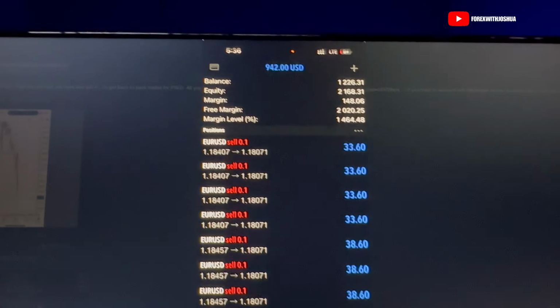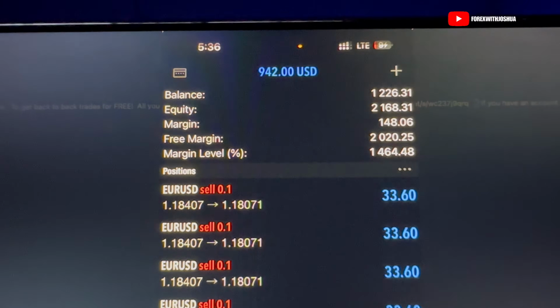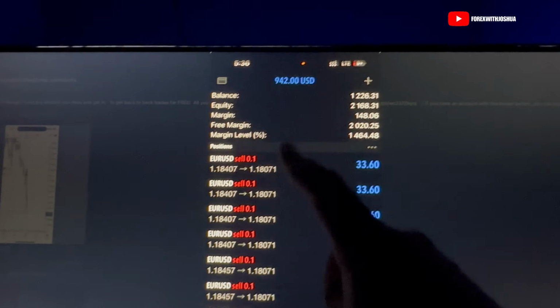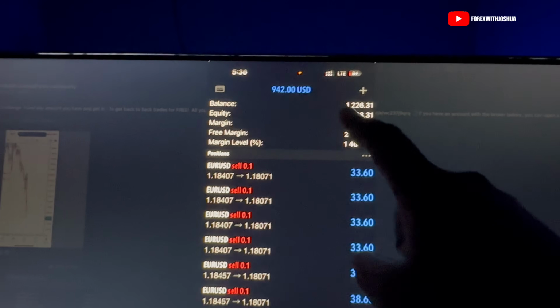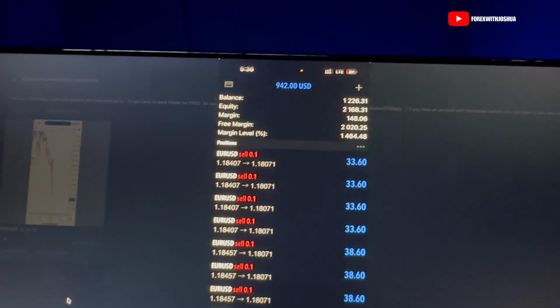I've managed to flip this account to over 1,000 plus. So as you can see, currently sitting at 2,100, and you can see after closing gold, my balance closed at 1,228.31 cents with an equity of 2,000.